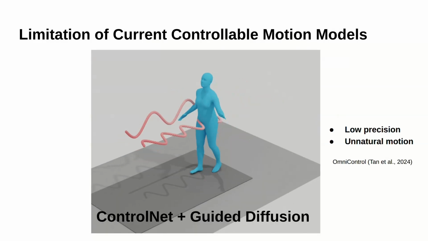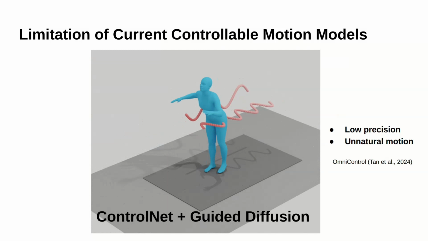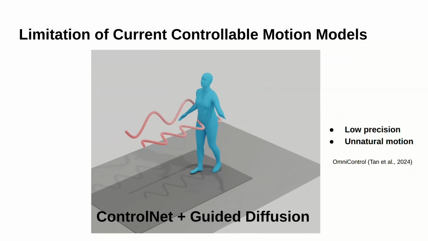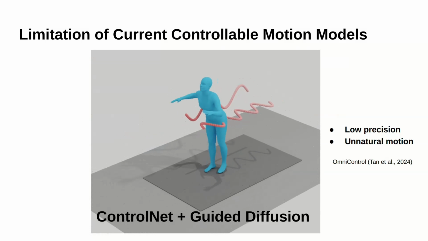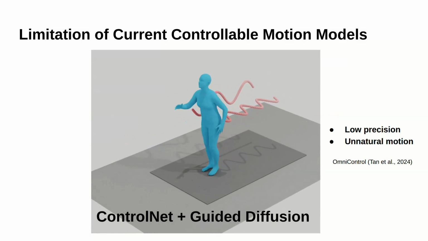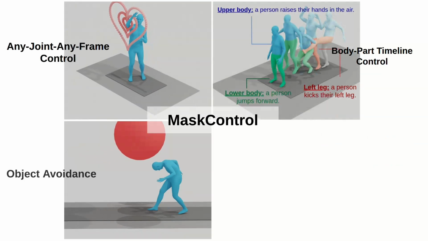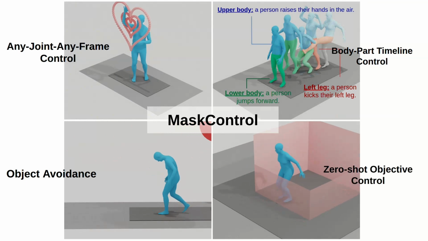Current controllable motion models utilize ControlNet plus guided diffusion to control joint positions. However, they often exhibit low precision and generate unnatural motion. We present mask control, which can achieve high quality and high precision, while supporting a wide range of applications.